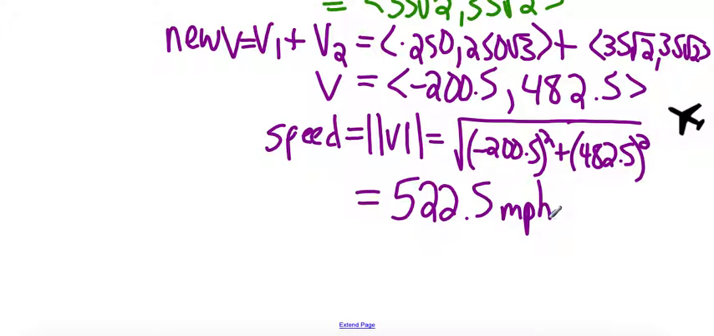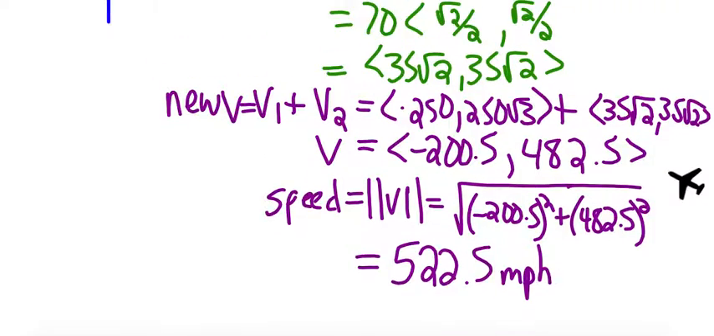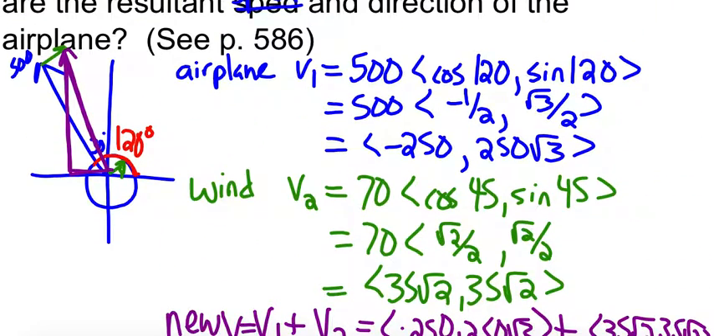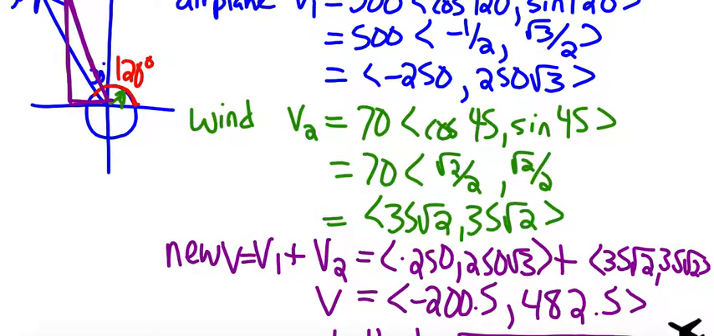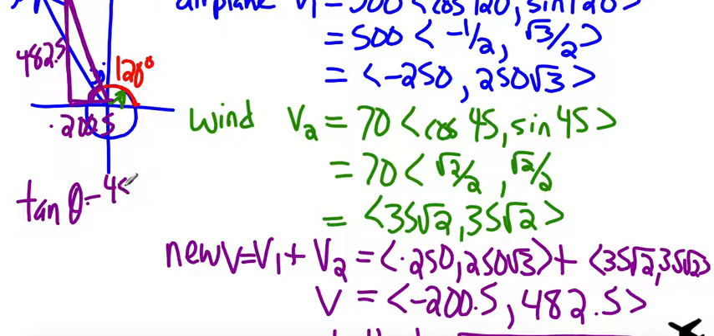Okay, so originally the airplane was going 500 miles per hour. It's got this kind of crosswind that it's hit, and it's actually caused the plane to speed up a little bit. Now, remember from our picture is we are also heading in a new angle. So we need to figure that angle out. Now, we can do it from this triangle. This is negative 200.5 and 482.5, and we're looking for that angle here. Okay, so we get the tangent of theta is 482.5 over negative 200.5.